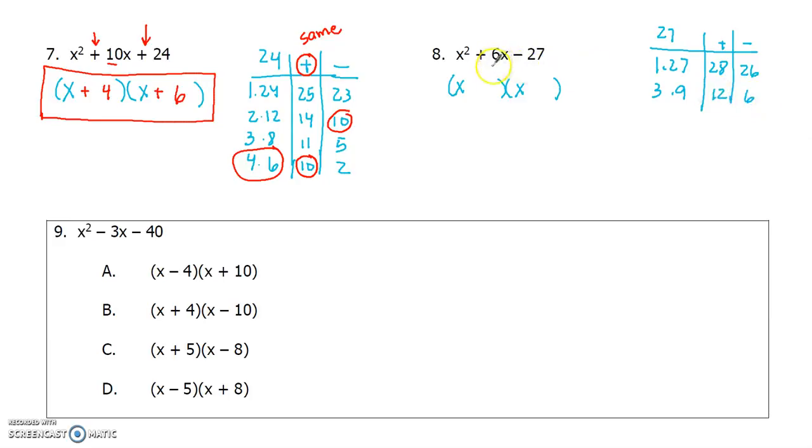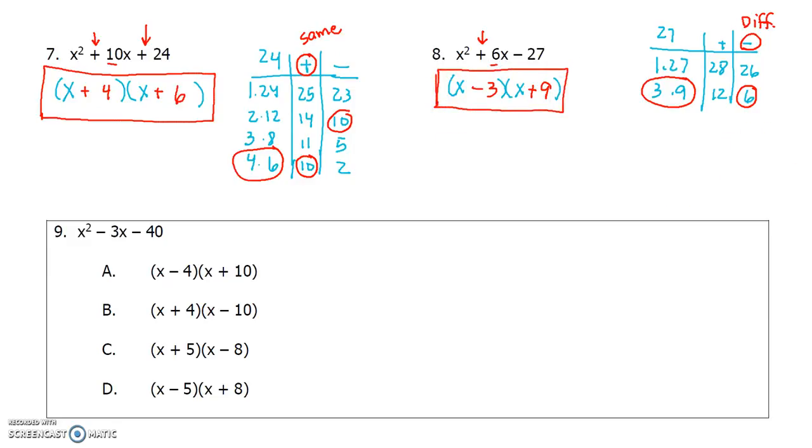I am looking for 6. I found it here. That means I'm using 3 and 9 for my numbers. It's in the minus column, which means my signs are going to be different. So I'll put my 3 and my 9 in here, and this sign goes with the larger of these two numbers, so the 9 gets to be positive and the 3 gets to be negative.